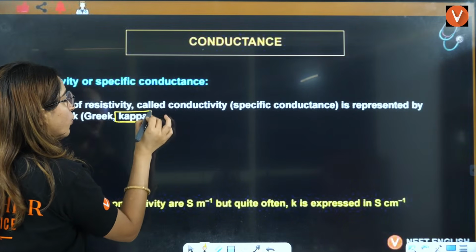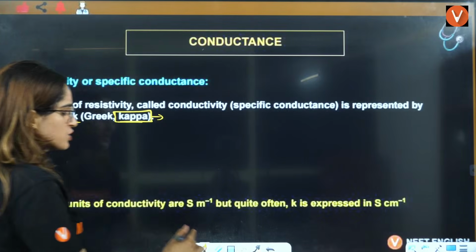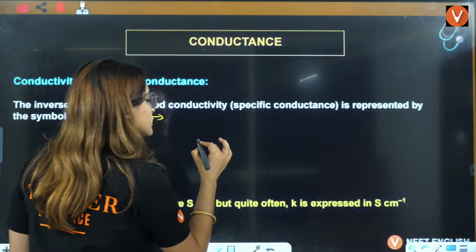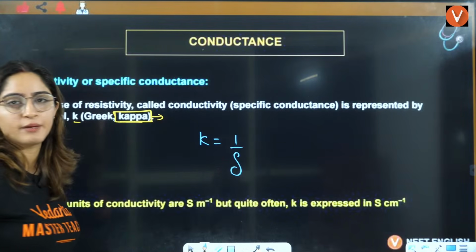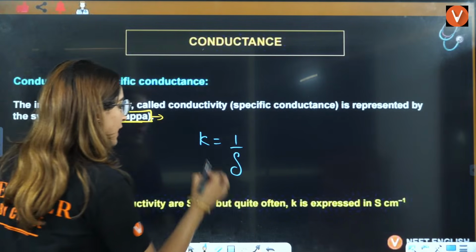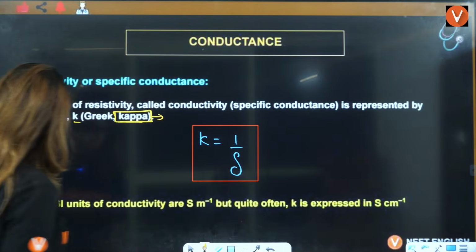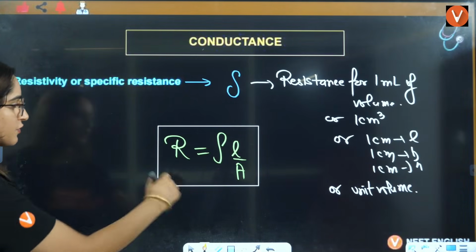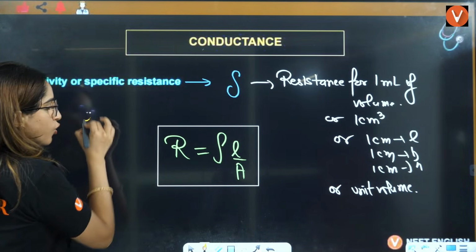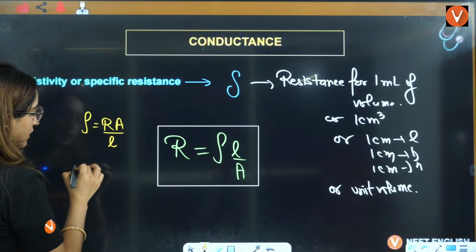That is a Greek word. Now kappa means capital K, or basically small k, right? So this kappa is nothing but the opposite of the resistivity. Kappa is the opposite of the resistivity. Now, if you try to find out the unit of resistivity, that will come out from rho equals Ra by L.